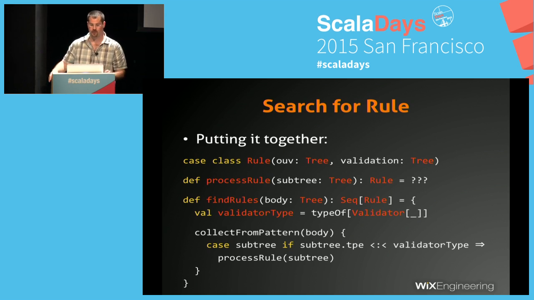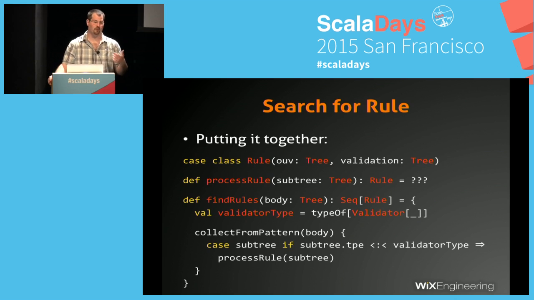That ties together the rest of the steps here. The interesting bits are that in order to find rules, I need to get in a body, the body of the validation code block that I was given at the macro invocation, and I need to return a sequence of rules. In order to do that, the first thing I do is I ask the compiler for the type of specifically the wildcard type validator, because I don't really care what every given rule deals with.